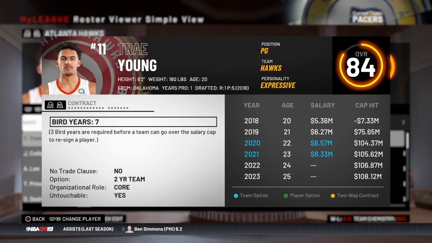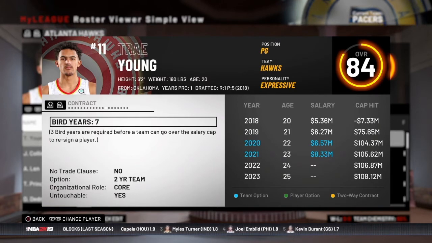The other thing I wanted to point out when we're talking about bird years, looking inside of NBA 2K at every player, just keep in mind that the bird years sometimes aren't always correct. An example is Trae Young here, who was drafted in 2018, and inside the file hasn't even played a single game with the Hawks yet. It says he has 7 bird years. The number of bird years he has should be 0, so it's just not right.